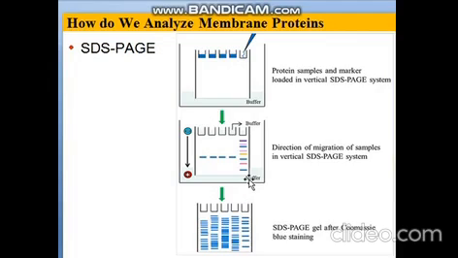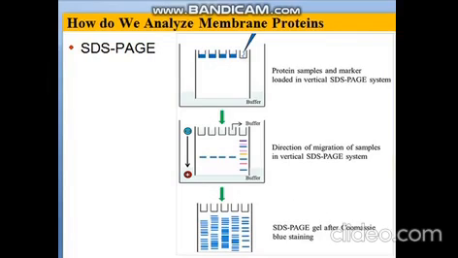Most of the time the molecules travel from the negative to the positively charged end. So we will load the samples here, and then we will apply electricity, the power supply, from negative to positive charge. The molecules will move from the negative to the positive charge, and they will be resolved and analyzed according to their molecular weights. This is one technique that we use for the analysis of proteins. It is very famous.